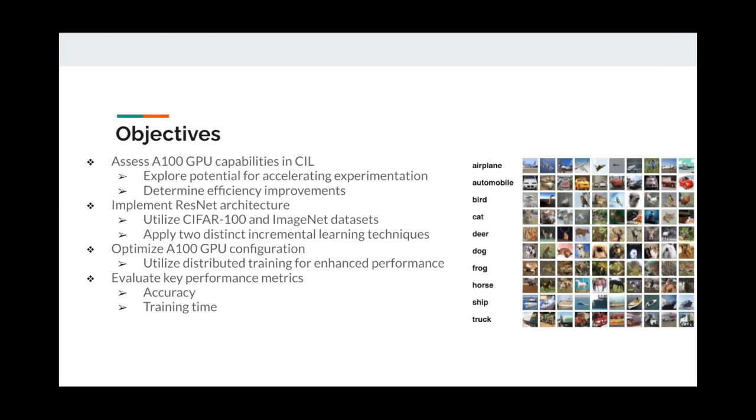I did this by implementing the ResNet architecture with 2 different data sets. We used CIFAR-100 and ImageNet. They are both image data sets. An example of CIFAR-100 can be seen on the right; those are 10 classes from CIFAR-100. Doing this, we apply 2 distinct incremental learning techniques, which I'll go over, and we optimize the A100 GPU configuration by distributing the training over 2 A100 GPUs. And we evaluate key performance metrics such as accuracy and training time.